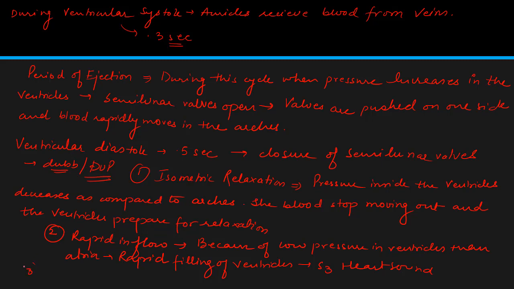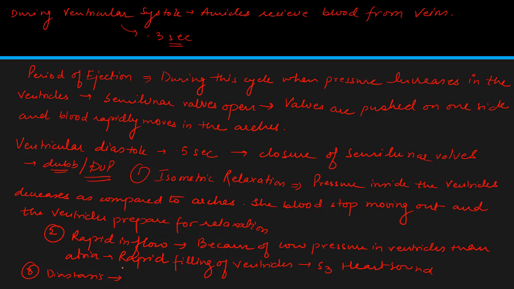And then comes diastasis. After the rapid inflow, the atria transfer the blood to the ventricles at the same rate at which they receive blood from the veins. So the inflow of blood reduces considerably. At this moment, pressure inside all the four chambers is equal, and the entire heart is in diastole, diastasis.